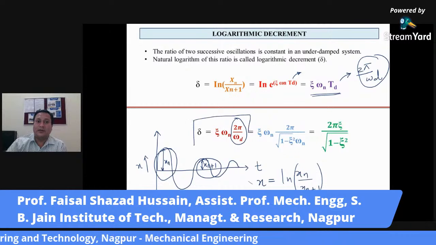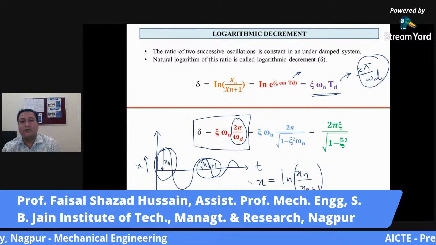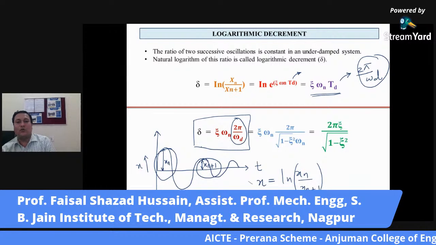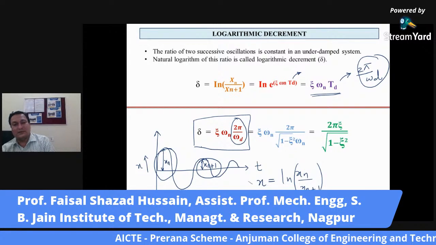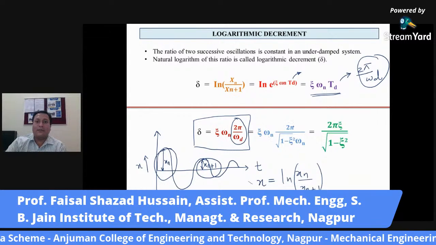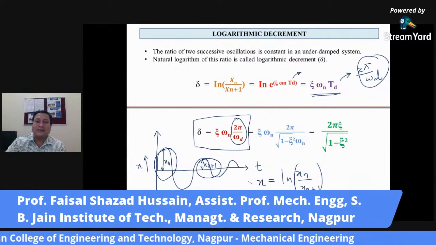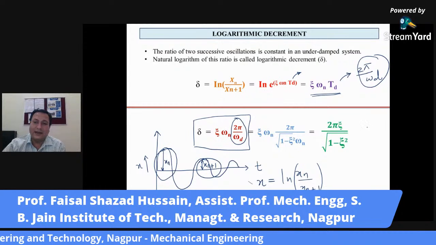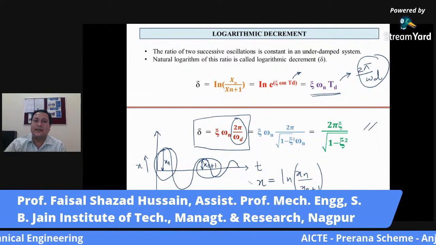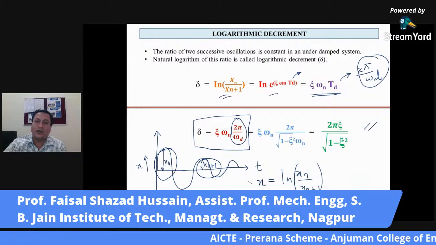So this will be the relation: logarithmic decrement equal to zeta omega n, and instead of td I have substituted 2 pi upon omega d, which can further be substituted as zeta omega n into 2 pi upon omega n under root 1 minus zeta square, and finally it can become 2 pi zeta upon under root 1 minus zeta square. So these are all the expressions of logarithmic decrement.